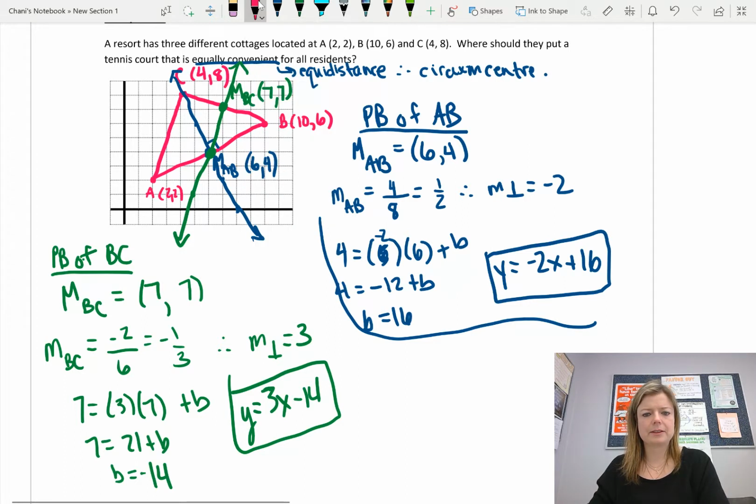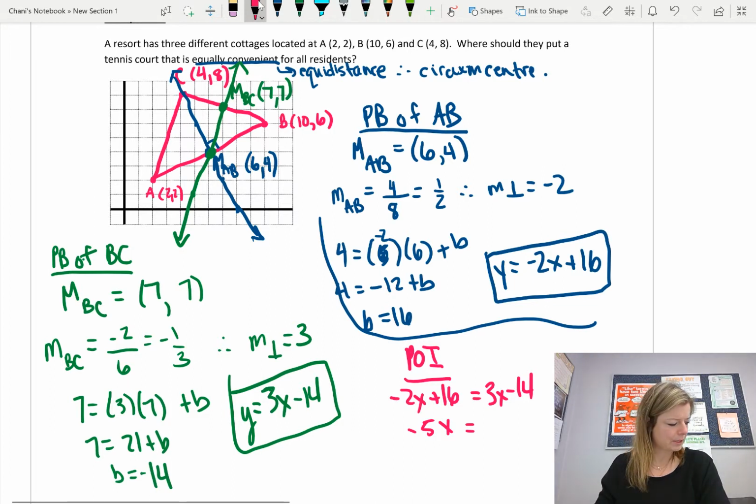So I'll just write here POI just to keep organized. So minus 2x plus 16 equals 3x minus 14. So we put the x's together and, what did I do wrong there?